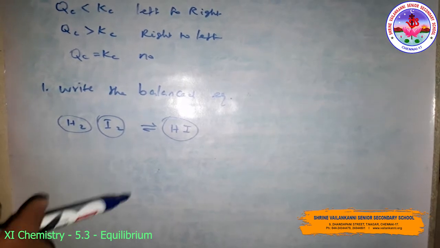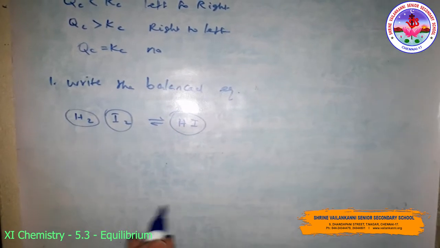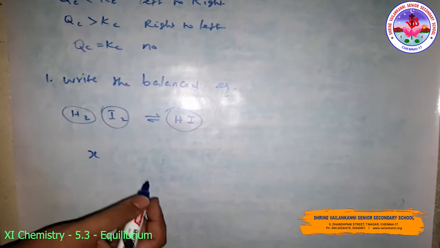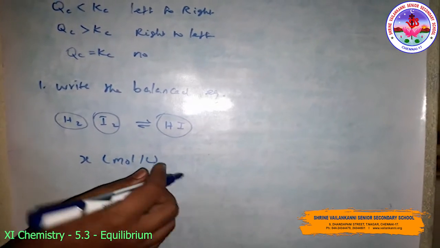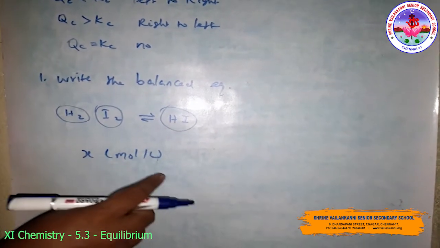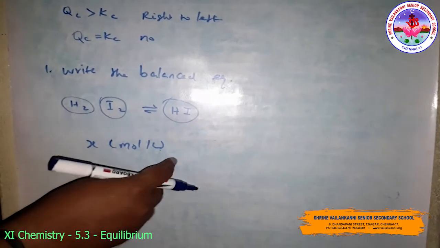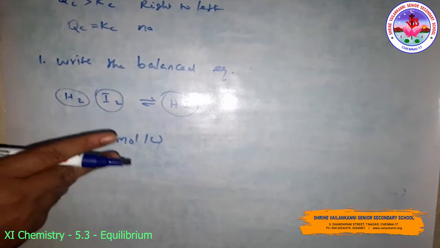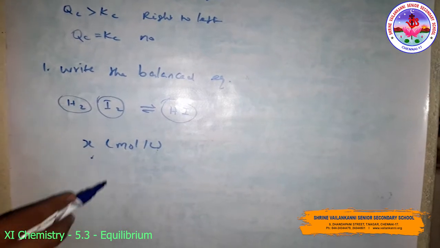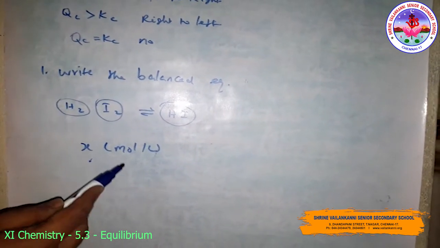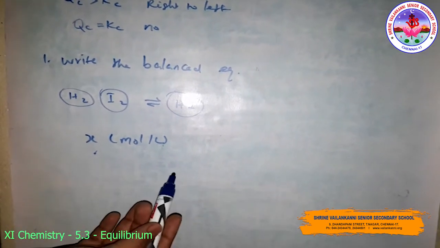So in constructing a table, define X, the concentration in moles per liter of one of the substances that reacts on going to equilibrium. Then use the stoichiometry of the reaction to determine the concentration of the other substances in terms of X. Then substitute the equilibrium concentrations into the equilibrium equation for the reaction and solve for X.